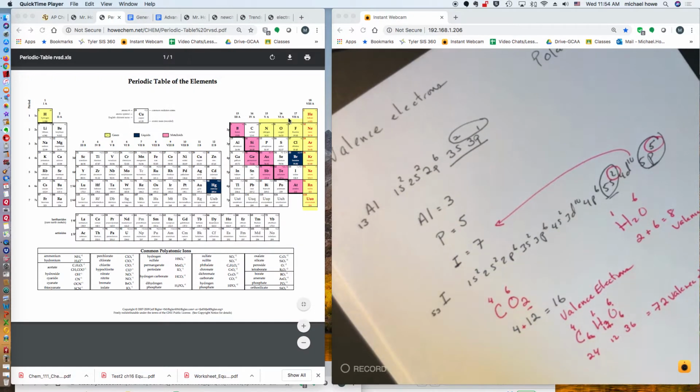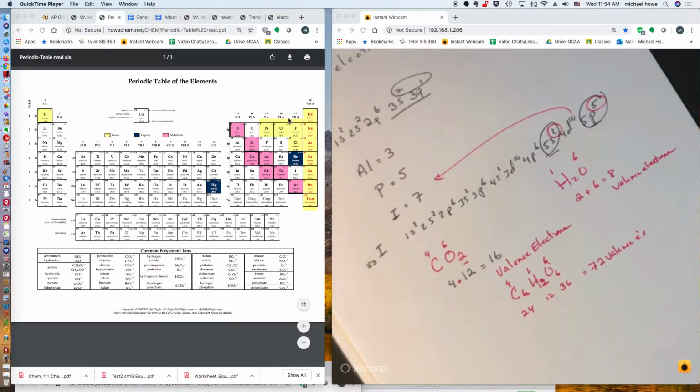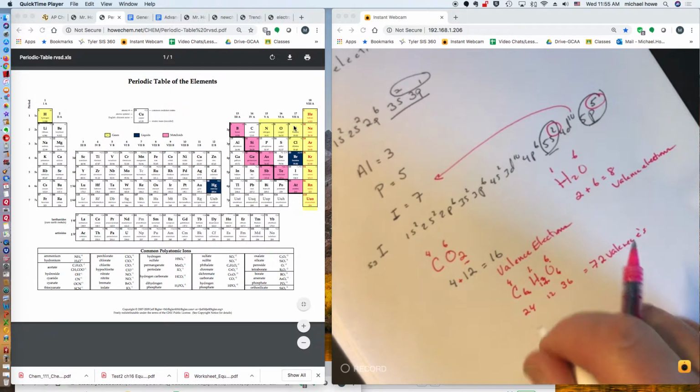So it's kind of like adding up molar weight, except that we're not using masses, we're using numbers of valence electrons. You find the valence electrons by just looking at the column that they're in. So here's one more example. Suppose you had CCl4.